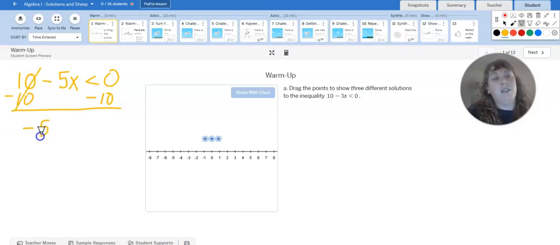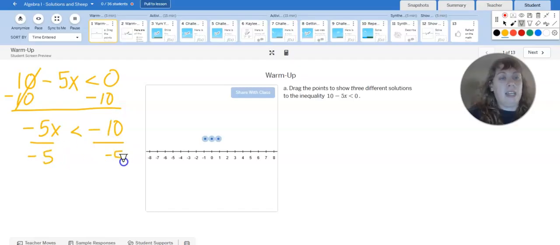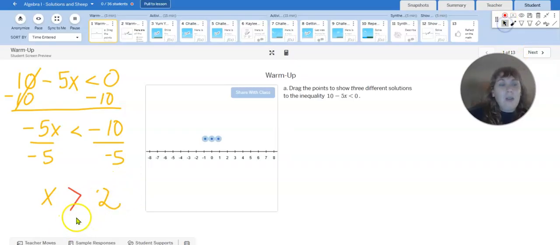10 minus 10 is 0, and we're left with negative 5x is less than negative 10. 0 minus 10 is negative 10. Then divide both sides by negative 5, and we get x. We divided by a negative, so we got to flip that sign. Negative 10 divided by negative 5 is 2. So any value that's greater than 2.